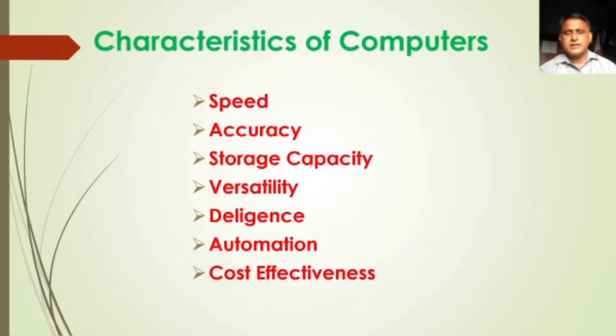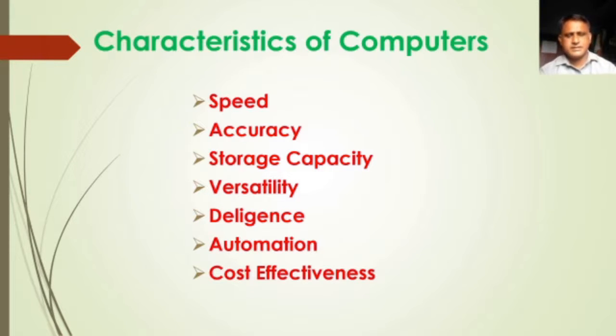Then we have automation. Automation is automatically carrying out the job. Once the job is given to the computer and it starts executing it, it doesn't require any human intervention, unless it requires any input data from the user. It automatically carries out the work assigned to it without much human intervention. So that is automation.